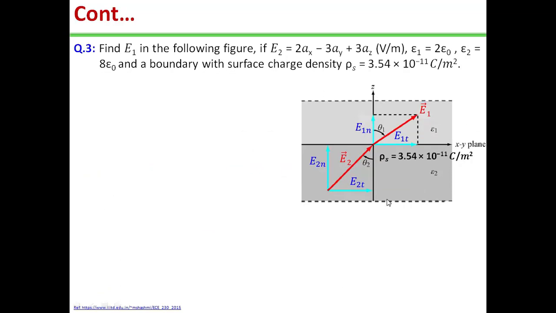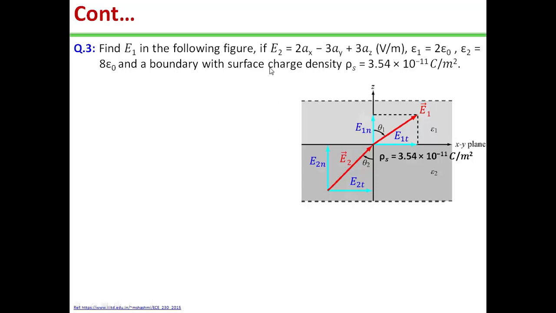Now the next question is, find E1 in the following figure if E2 is equal to 2ax minus 3ay plus 3az volt per meter, epsilon 1 is equal to 2 epsilon naught, epsilon 2 is equal to 8 epsilon naught, and the boundary has surface charge density rho s equal to 3.54 into 10 to the power minus 11 coulomb per meter square.